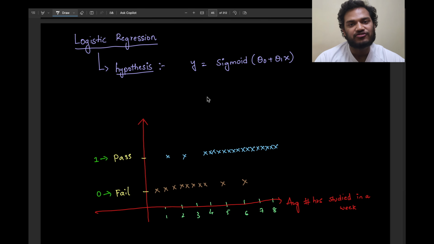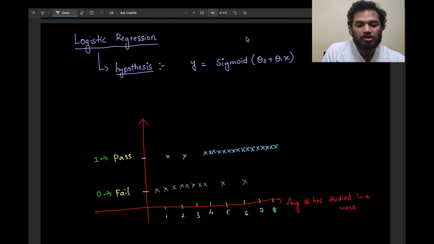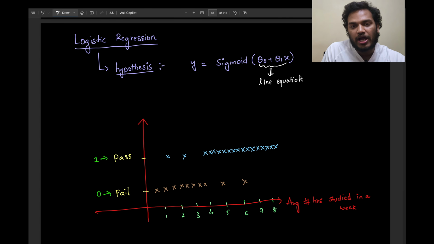Hello everyone. In the last video, we have already discussed a bit about logistic regression. So there we have discussed the hypothesis. What is our hypothesis for logistic regression? Our hypothesis is y equal to sigmoid of theta naught plus theta 1x, or we can think of it as y equal to sigmoid of line equation, or the hypothesis of linear regression. Okay, so this is what we are trying to do.